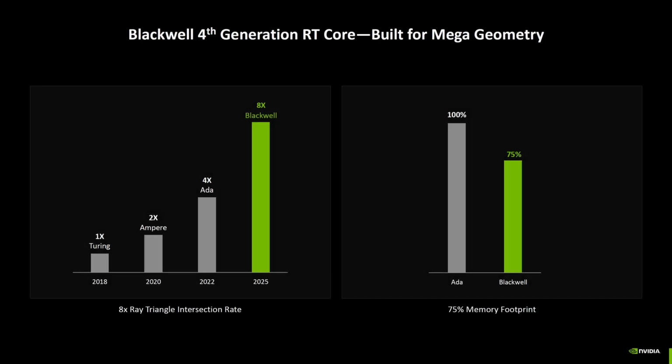Ampere could do 2 ray triangle tests per cycle and both Ada Lovelace and Blackwell doubled that. This means Blackwell can do 8 ray triangles per cycle. I couldn't find verified numbers for ray box though.